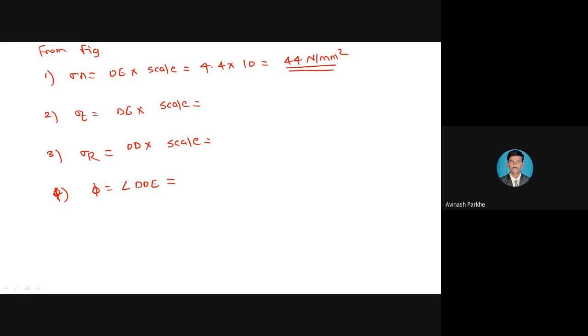If you have selected 1 centimeter is equal to another scale, then for that respective scale you will get another distance. So that centimeter into 20 Newton per mm square. Like that, whatever the scale you have selected, you only have to multiply by that. Okay, 4.4 I will select, and you will get the answer 44 Newton per mm square.